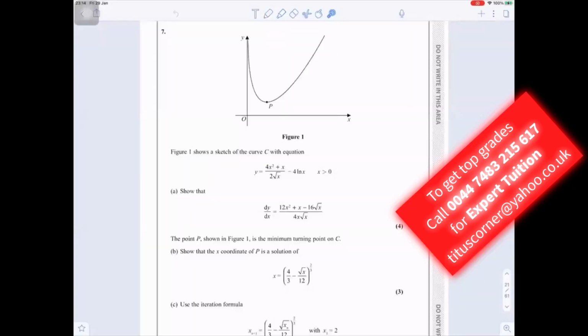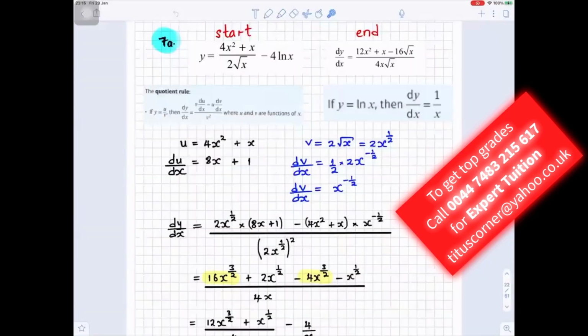Question number 7. Figure 1 shows a sketch of the curve C with equation y equals 4x squared plus x over 2 root x, minus 4 ln x. Show that dy over dx is equal to 12x squared plus x minus 16 root x, divided by 4x root x. So to do question 7, we want to identify where we start and where we want to end. We have y at the start, and we want to get dy over dx at the end.